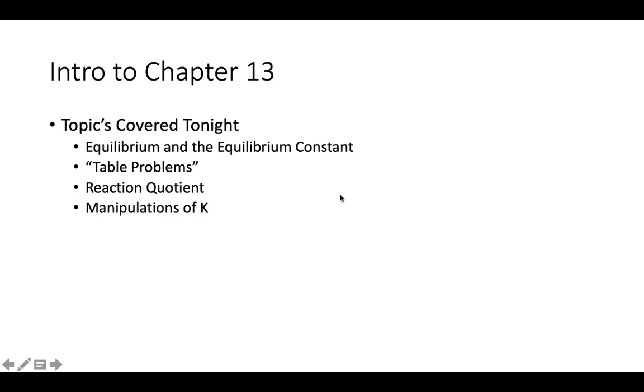So we're going to start talking about equilibrium, what it is and what the equilibrium constant is. Then we're going to go through an extremely traditional type of question, which I just call table problems because they involve a table and will always involve a table. Just the way they present that information hasn't really changed in 5 years. Then we're going to go over what the reaction quotient is. And then lastly, we're going to talk about manipulations of K, which is our equilibrium constant.